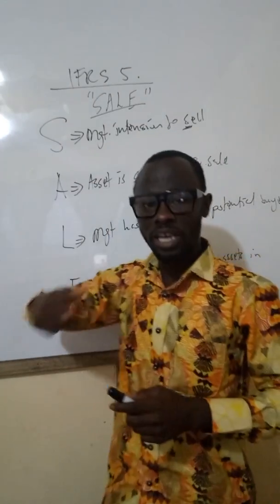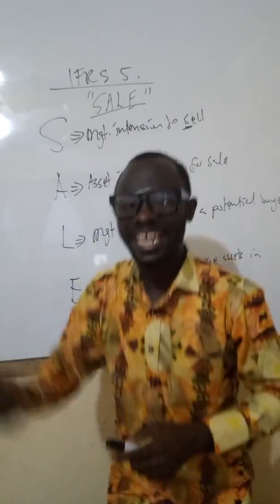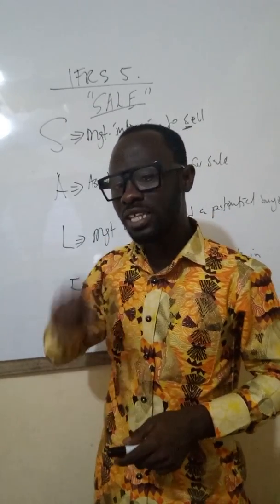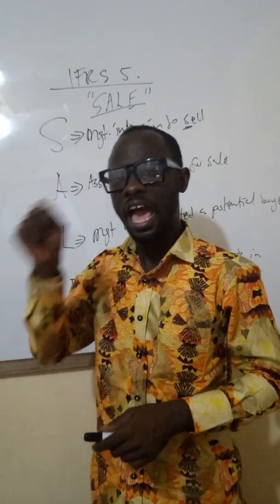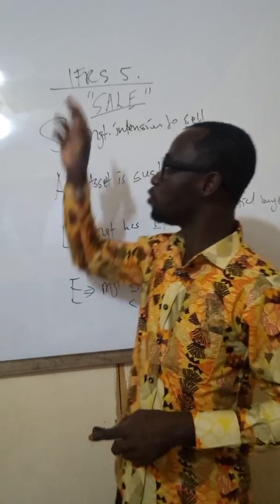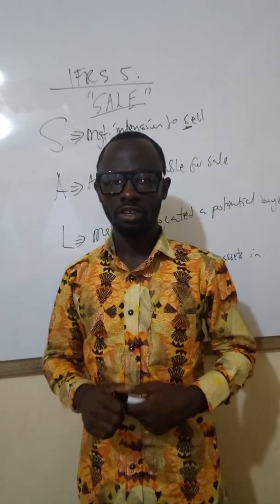So if management makes a decision to sell the assets, but they are still using the assets, that means the asset is not available for sale and hence cannot be accounted for according to IFRS 5.